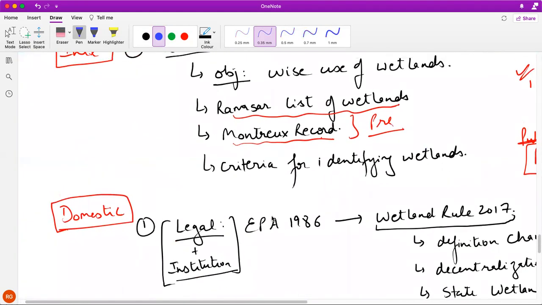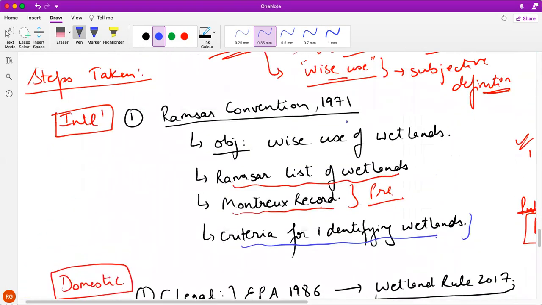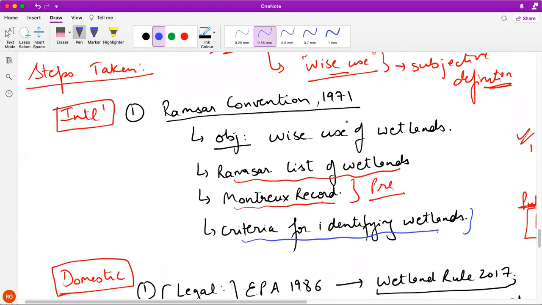Okay. Then it also mentions some criteria for identifying wetlands. We don't need to remember all this. We won't be able to. But you just need to mention that it specifies some criteria. Okay, so now this is the international level step that India has taken.